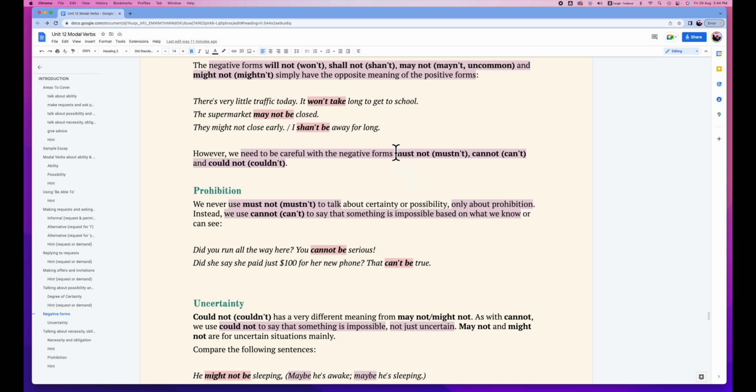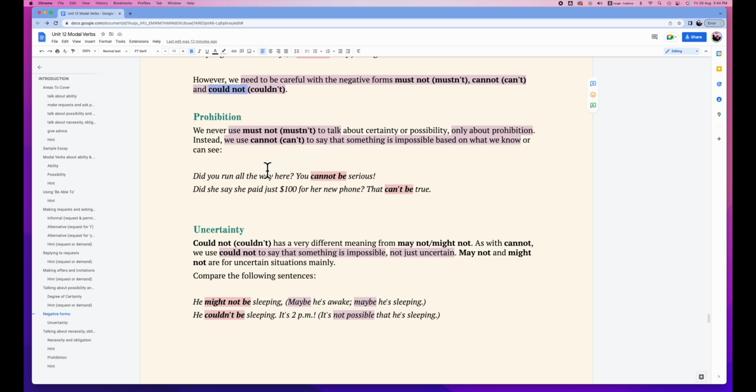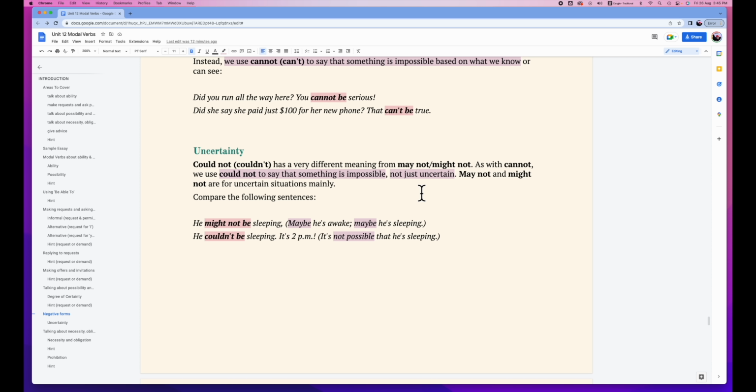Never use must not to talk about uncertain possibility. We use must not to talk about prohibitions, and instead use cannot to say something that is impossible based on what we know. For example, did you run all the way here? You cannot be serious. Or did she say she paid just $100 for her new phone? That can't be true.